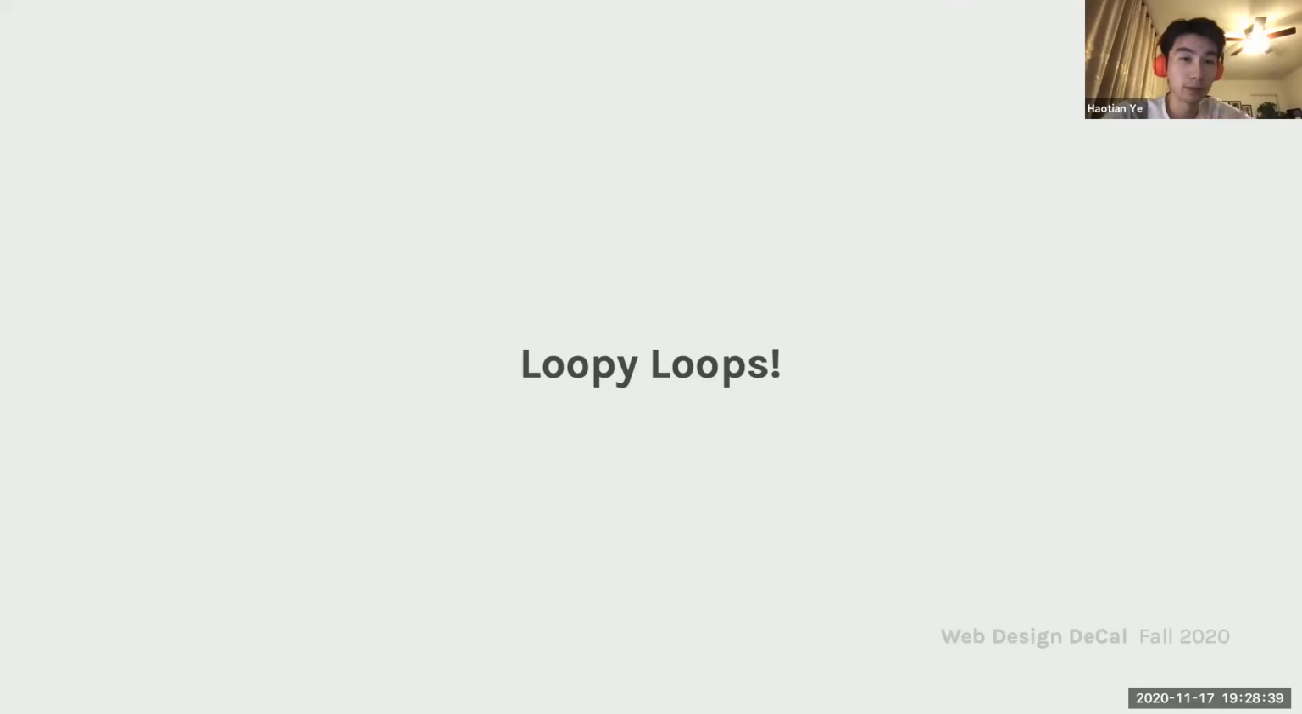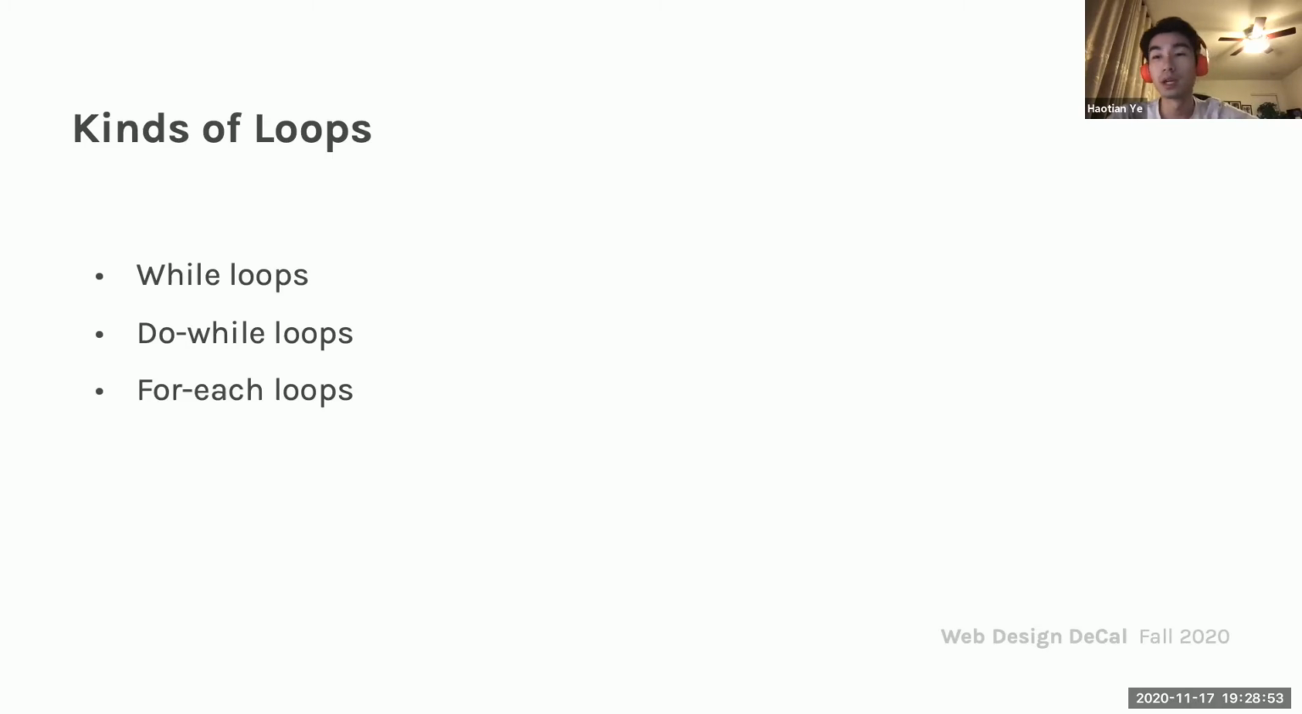So now this brings us to what we call loops, or loopy loops, whatever you want to call it. There are many kinds of loops. There's while loops, do while loops, for each loops. But in this scope, we're going to be teaching you for loops, which is pretty simple, because once you know this one, all the other loops you'll learn pretty fast.